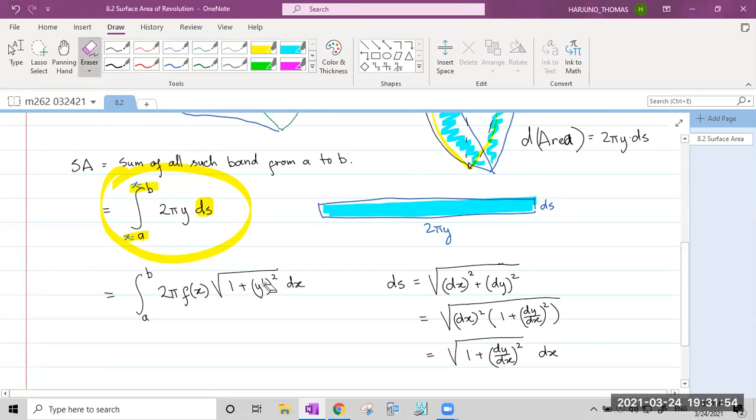Maybe if I fix it even a bit more, it's supposed to be f prime of x squared here.